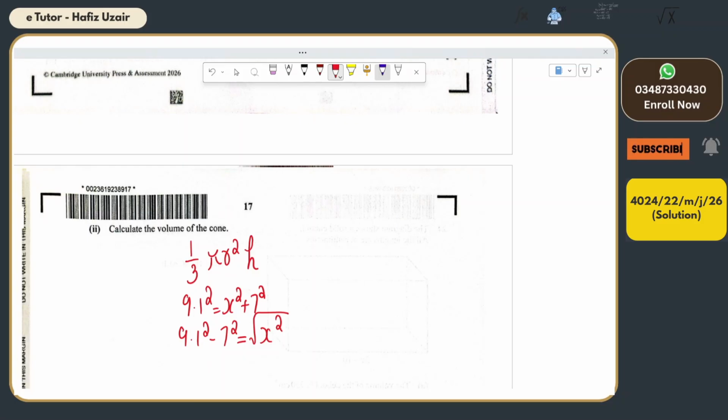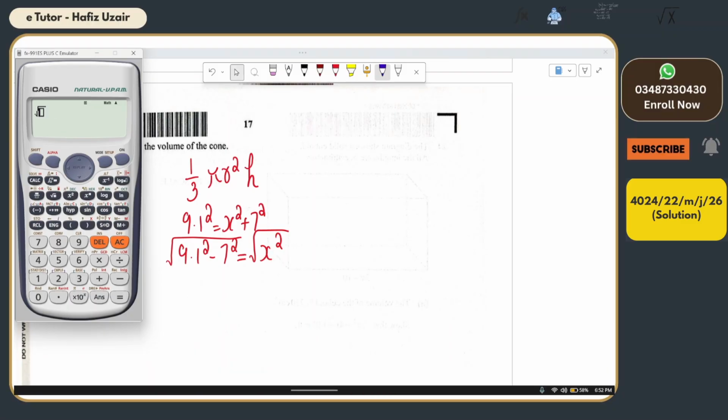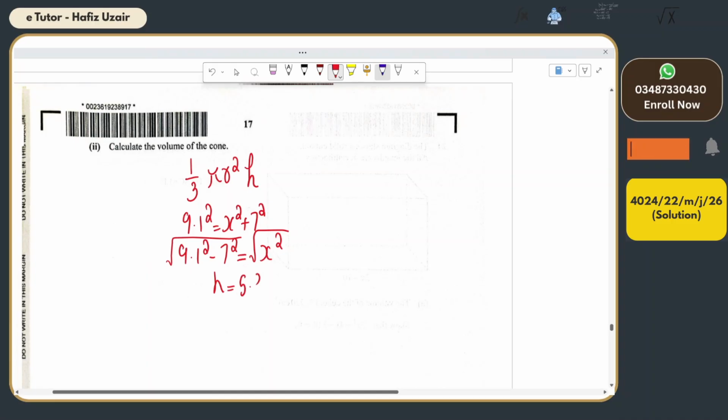Let's remove the square on x. So you need to take the square root on both sides. Now the square root of 9.1 squared minus 7 squared will produce 5.81. So the height of this cone is 5.81.